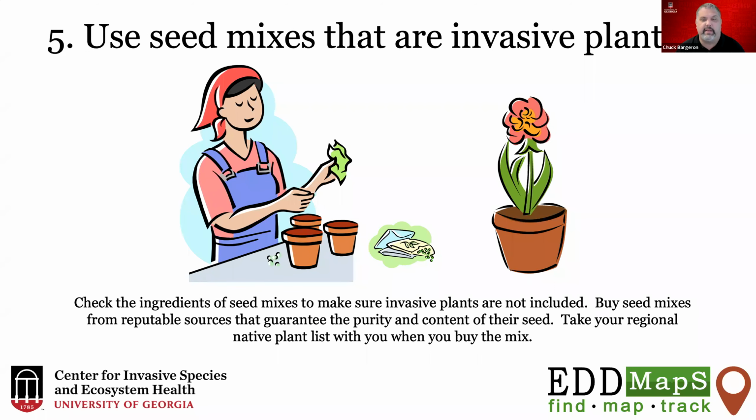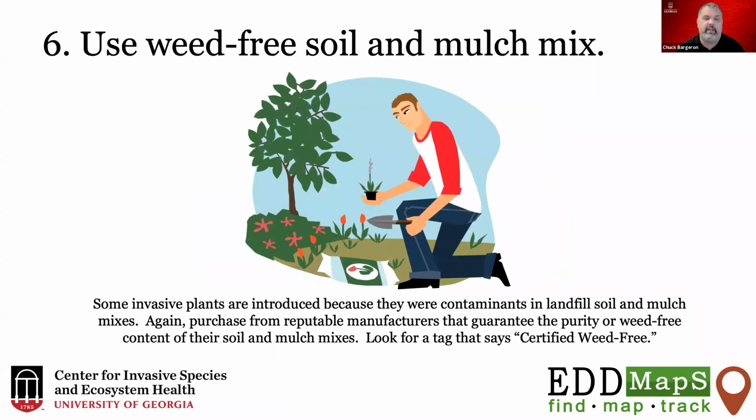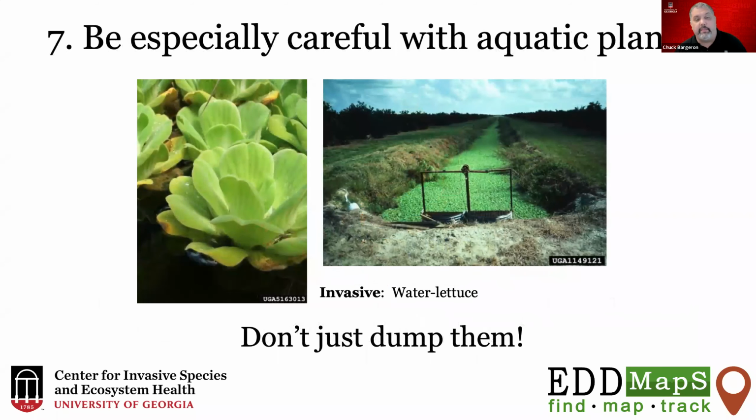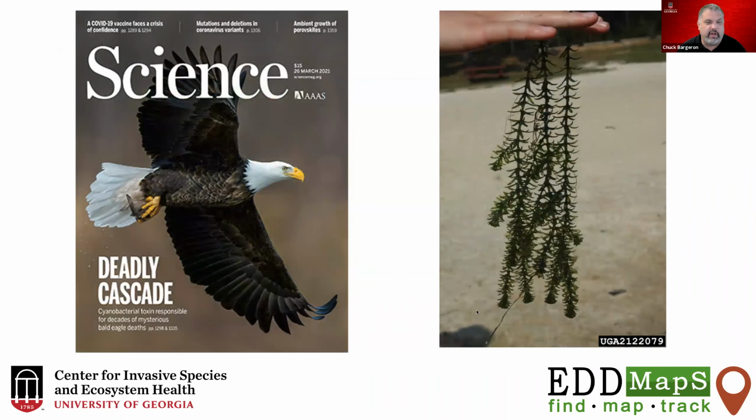Try to find seed mixes that are weed or invasive plant free. You also can start seeing weed-free soil and mulch in some places and use that. Be more careful, especially with some of the aquatic plants. One of the cover stories in Science Magazine recently was about a toxin that was responsible for killing a lot of bald eagles, and that toxin was found on hydrilla, an invasive plant that in a lot of cases was used in aquariums.